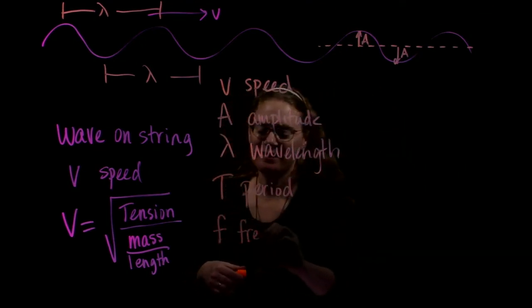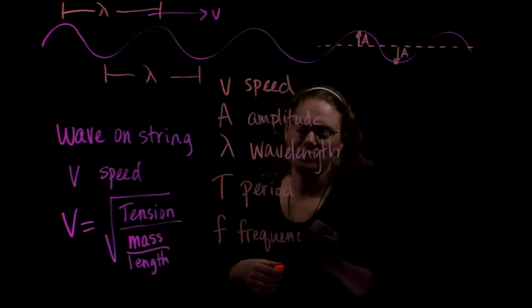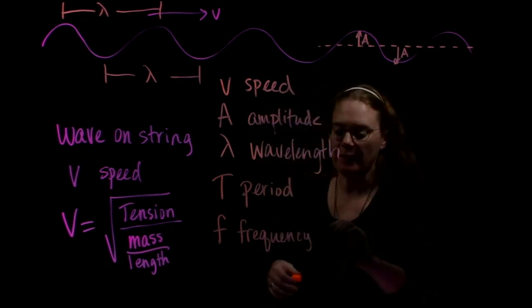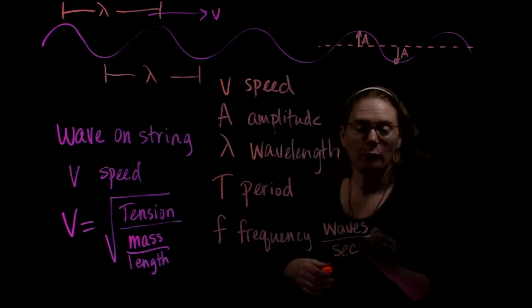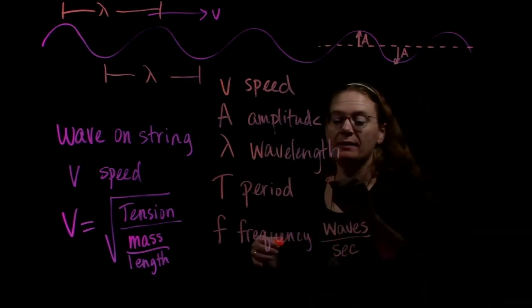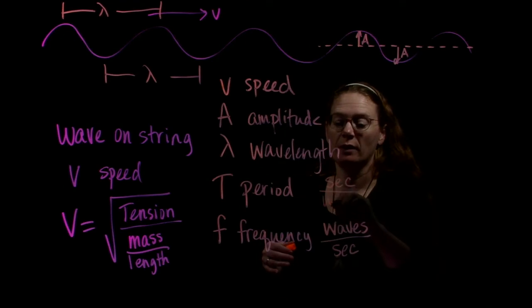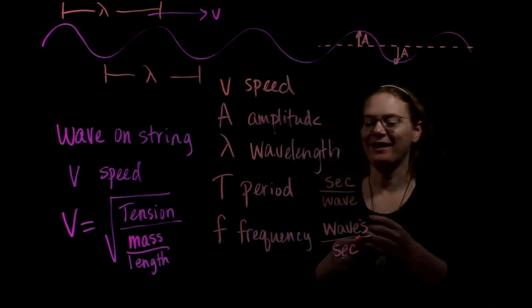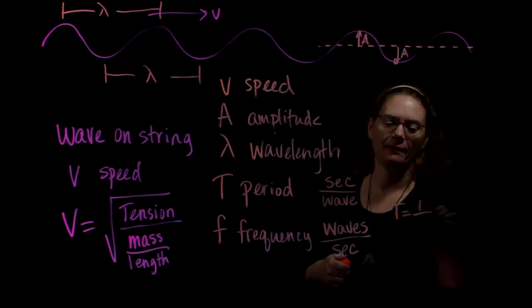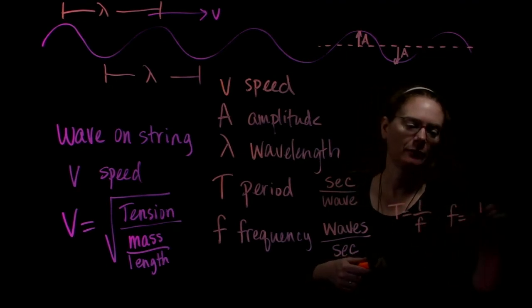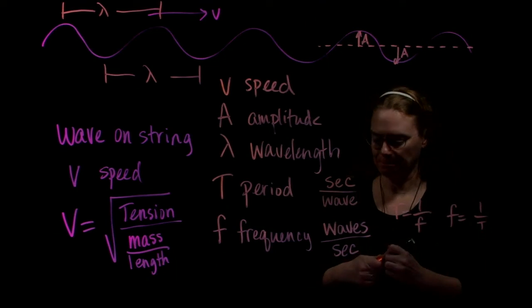We have frequency and period. And I just said how many waves go by per second. That is the frequency, but we could also time how many seconds it takes for one complete wave to go by, and that is the period. So you can see from these two that they are inverses of each other. Frequency is one over the period, period is one over the frequency.